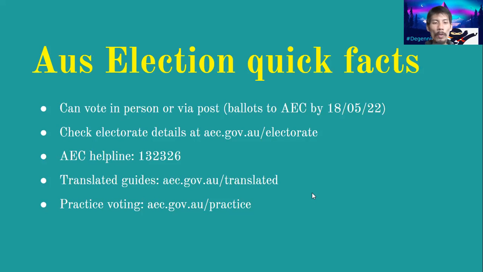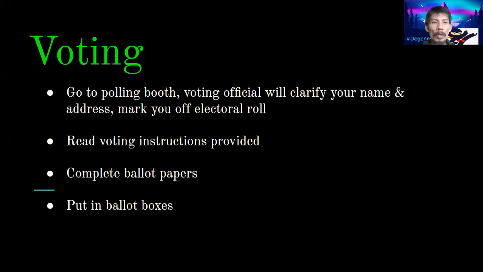You can also practice your voting on the AEC website, under /practice. There's a link there. You can simulate a ballot paper and do it on the screen as you would. On the day of voting, you go to the polling booth. You'll see a voting official, clarify your name and address, and they'll mark you off the electoral roll. They'll give you some ballot papers and you're supposed to read the voting instructions provided. You complete the ballot papers and put them in the ballot box.